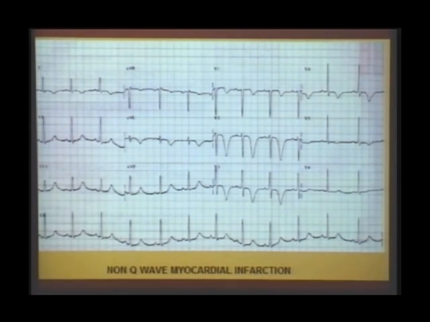To call it an MI, you must demonstrate that the enzymes are positive. The myocardium is damaged, because of the elevation of enzyme. So any non-ST elevation ECG change with a troponin positivity is called non-ST elevation MI. With a troponin negative, it is called unstable angina. When the ST elevation is there, it is ST elevation myocardial infarction. So this is the approach. So this is a non-Q wave myocardial infarction.